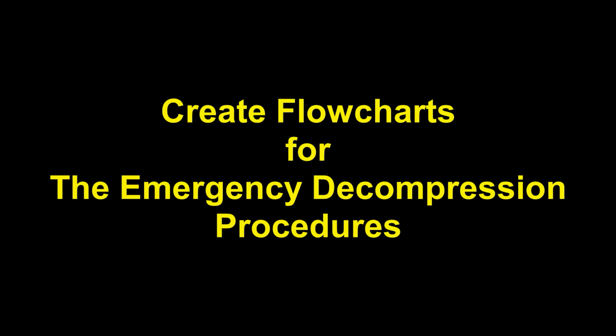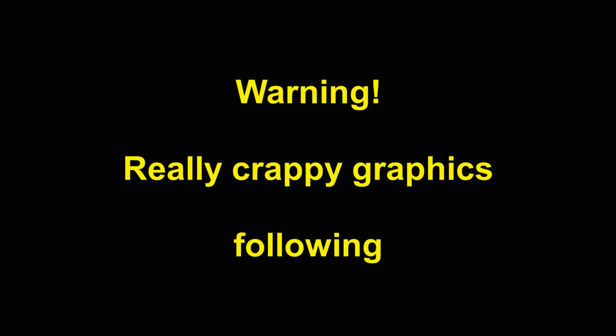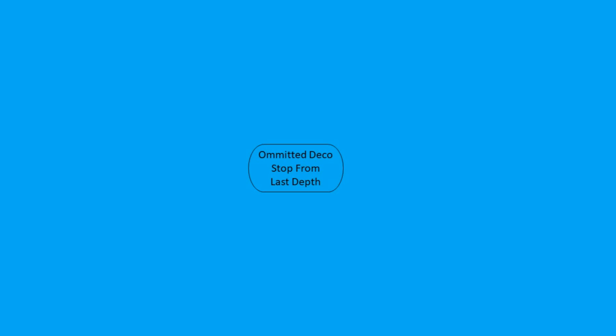So what we're going to do is create a series of flowcharts for the emergency decompression procedures. For those not familiar with flowcharts, basically what they do is represent a process and they flow down and to the right and use a variety of different symbols. The first symbol that we'll be using is an oval, and this represents either a start or stop process. The second symbol is a decision structure, and this has two ways that it can go, either yes or no, or true or false. The third symbol is a rectangle, and this represents a process that's going to be conducted.